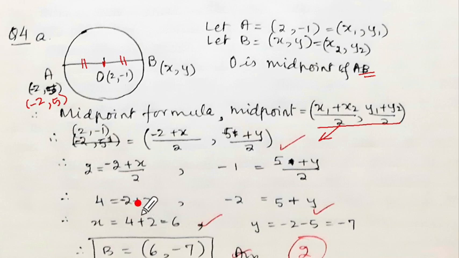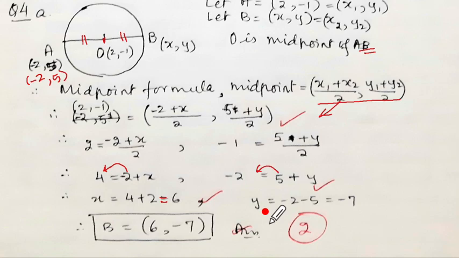And then take this -2 that side. So x becomes equal to 6. And here this 5 will go that side and y will be equal to -2 minus 5, that is -7. And that is our answer.